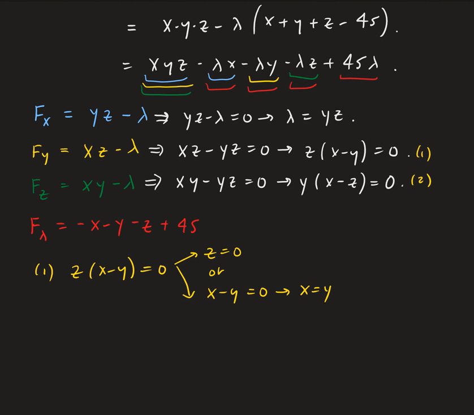Okay. So now let's look at the second equation. So we have y times x minus z equals 0. So again, y is equal to 0, or we have x minus z equal to 0. So that means x is equal to z. So again, y can't be 0, because we want it to be a natural number. Okay. So we have these two now. We have x equals y and x equals z.